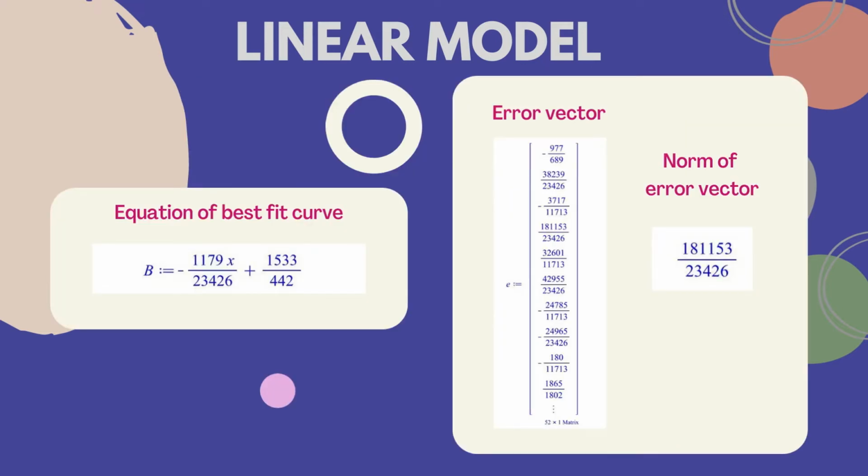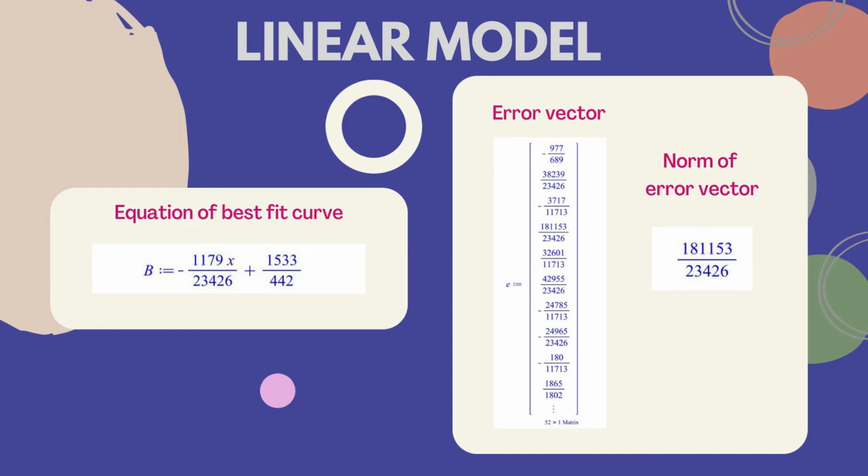After that, we can find the error vector of the data by using the formula E equal to y minus Mv, and we will be able to get the error magnitude, or we call it as norm of error vector, that is 181,153 over 23,426.